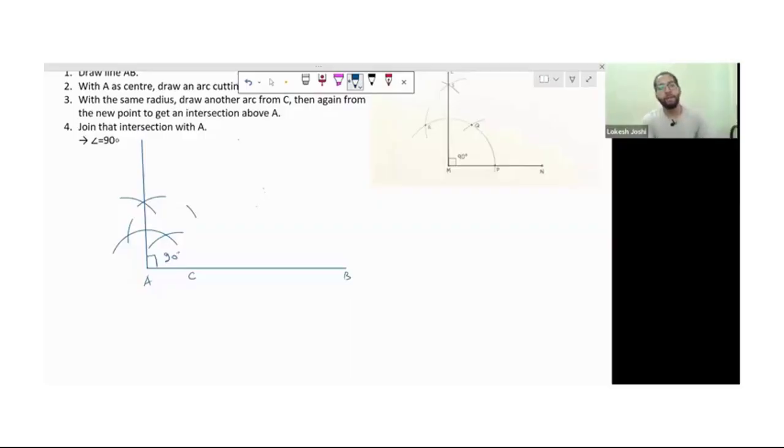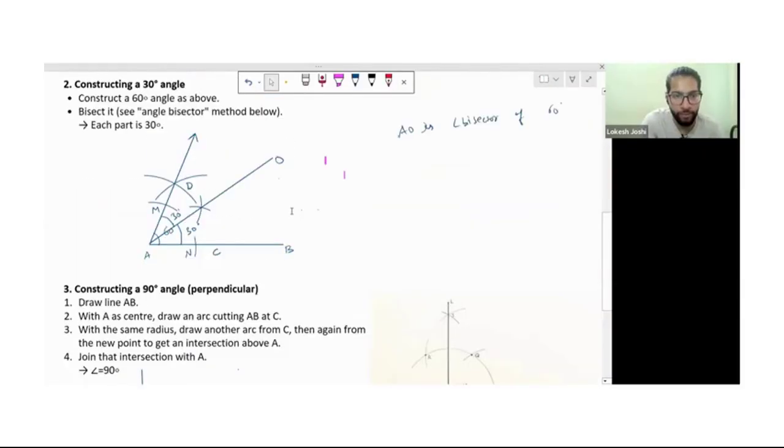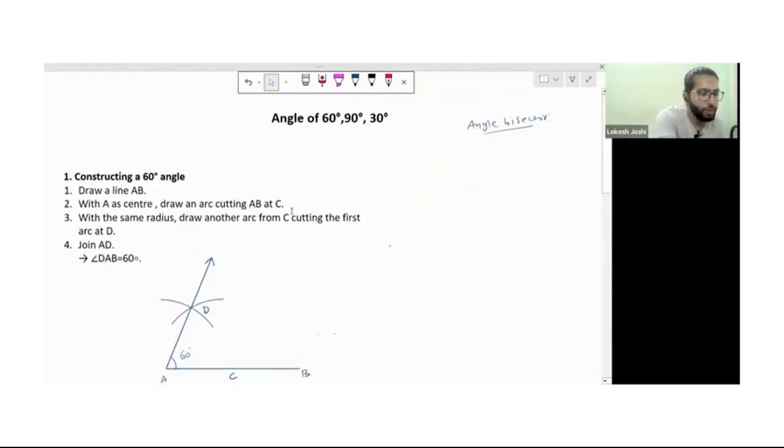That's the way you can draw the 90 degree angle on the line AB. So that's all for this video. In this video, we have learned how we can draw angles of the measure 30 degree, 60 degree and 90 degree. So keep practicing, and that's all for this video.